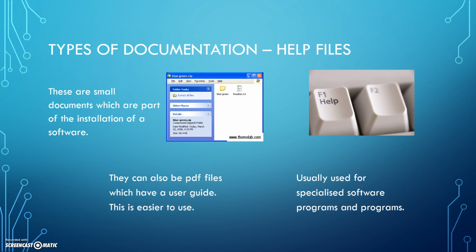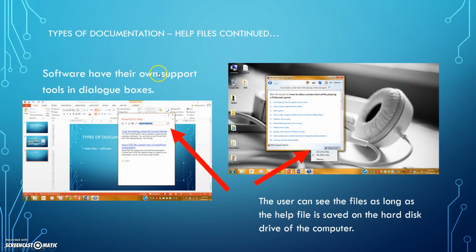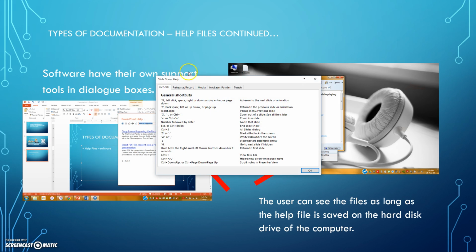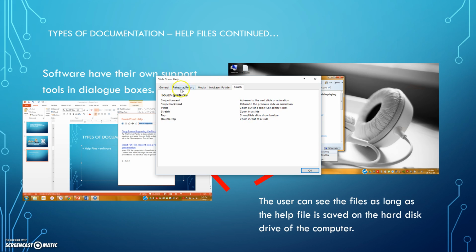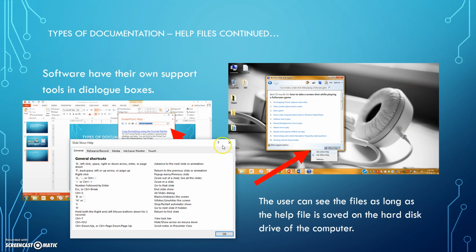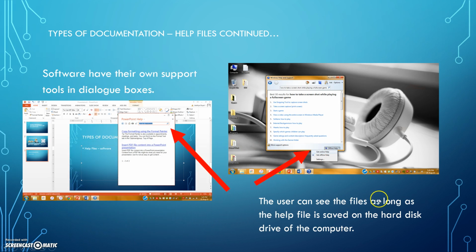It can also be a PDF as a user guide, used for specialized software programs. And with help files, the software has its own support tools in its dialog boxes. So if you press F1 right now, see, that's slideshow help. This is sort of a help file. And the user can see the files as long as the help file is saved on the hard disk drive of the computer.